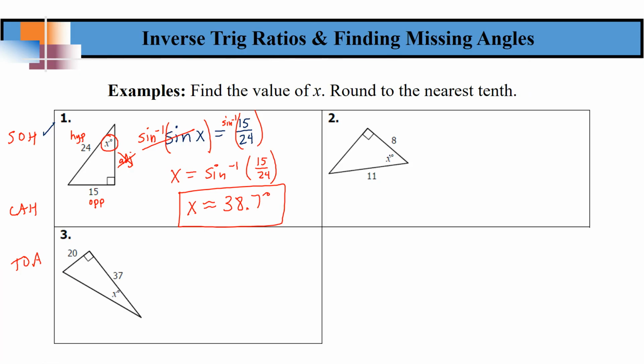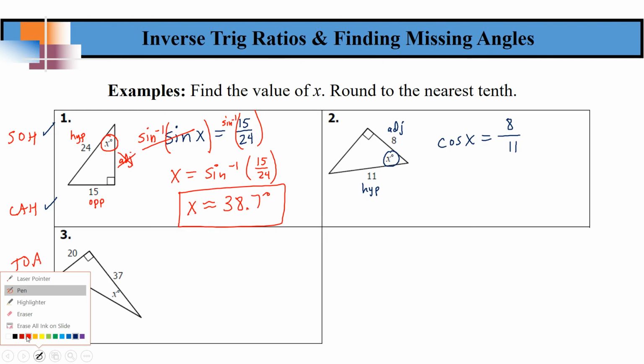In number 2, we circle our acute angle, and we label 11 as our hypotenuse, and 8 as our adjacent side. I'm going to go ahead and leave that side unlabeled since we don't need it. Now remember, SOH CAH TOA. Which one of our trig ratios uses adjacent and hypotenuse? Well, that would be cosine. So we can say cosine of x equals the adjacent side 8 over the hypotenuse, which is 11.